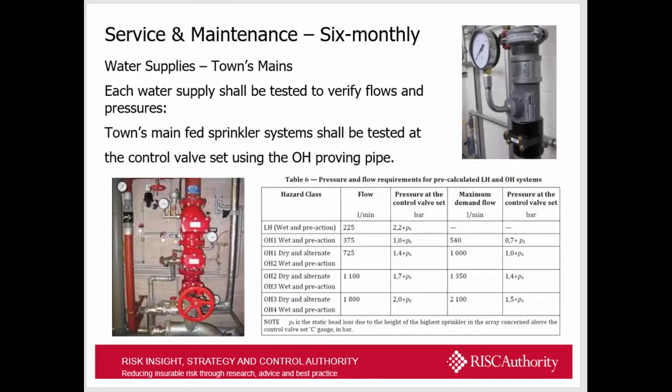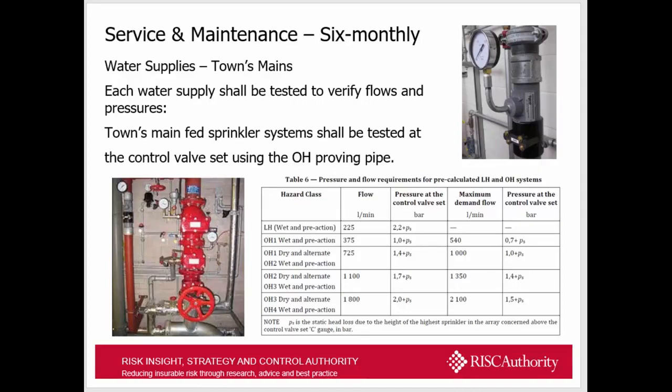Still on the 6 monthly requirements, so the town's mains. If you have a water supply and you don't have a pump and tank as such, you are directly fed from the town's main, you will be required to check the flow and pressure requirements that the town's main is supplying, and this is done by using a proving pipe.